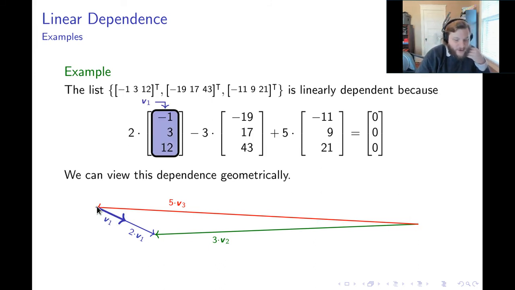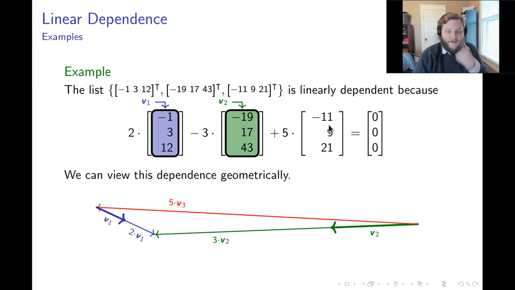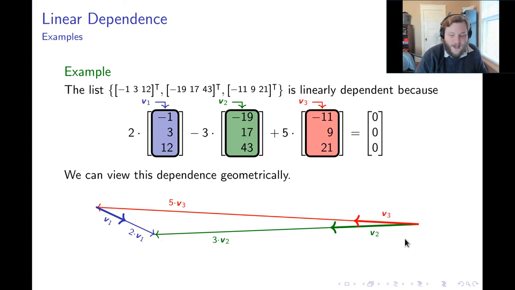And you can see how the relations work here. The first vector on my list I'm calling v1, and 2 times v1 is really just that vector scaled by 2. The second vector on my list I'm calling v2, and if I scale that by 3, I get this vector in green down here. And then the third vector on my list I'm calling v3. And when I scale that by 5, I get back to where I started. So we have this diagram which illustrates geometrically how these 3 vectors depend on one another.